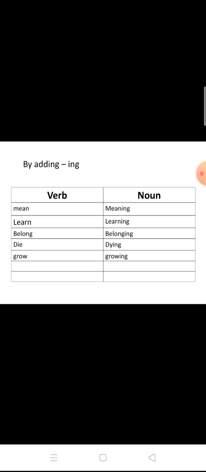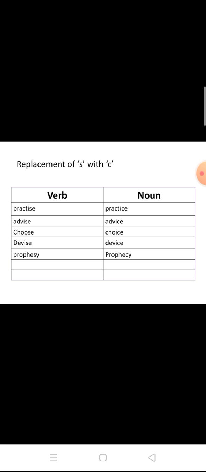Grow will become growing. But at times it happens that when we are adding such a suffix, a few changes occur in the spellings. So we have to keep that in mind, that the spellings which are changing, we should know them also. The next is, if we have to make a new word from a verb into a noun, that change is very minor here.